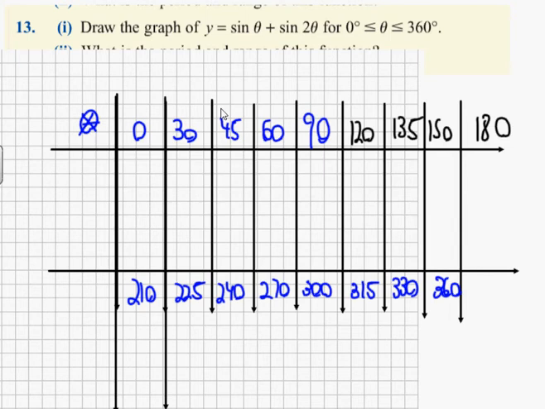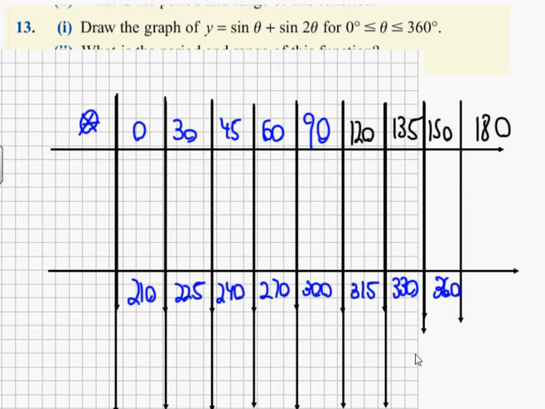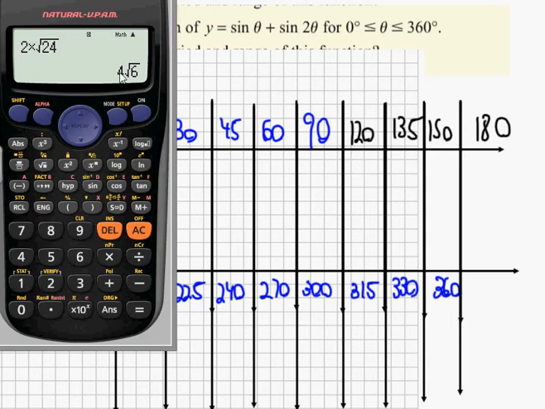Now what we're going to do next is set up a table function that makes the whole thing a lot easier. Go to your calculator and make sure it is in degrees. So shift setup, make sure you're in degrees, which is number 3. Then go to mode table.